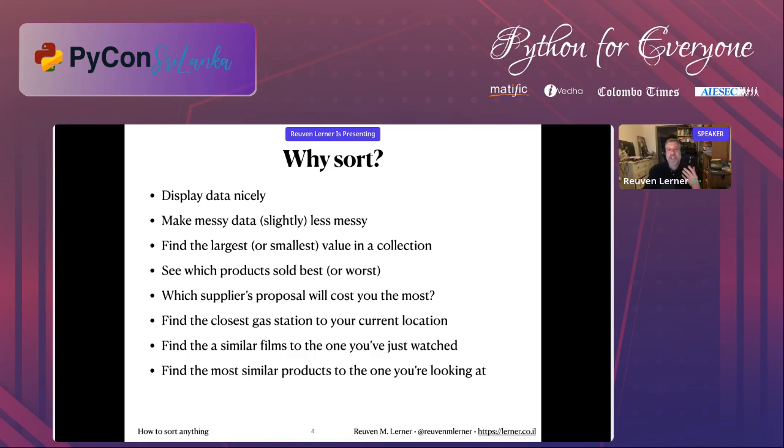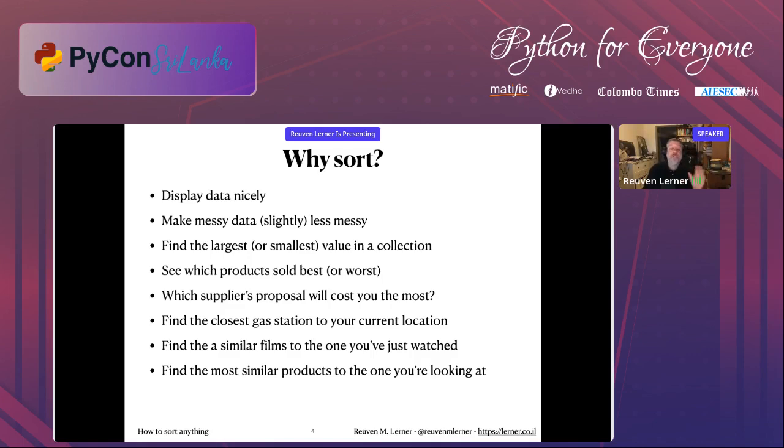We might want to display data nicely, right? I want to do things from 1 to 10, first most important to least important, or least important to most important, by month, right, from January until December. So we want to display it. We want to display it alphabetically. Maybe make messy data slightly less messy. Just make it look a little more organized.